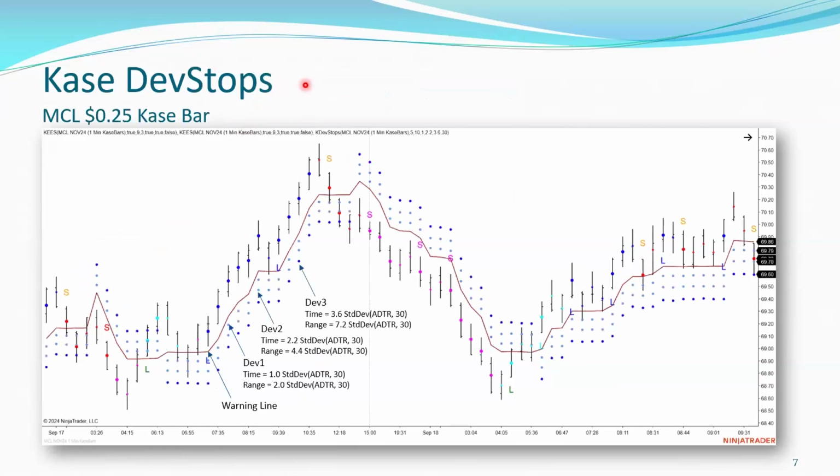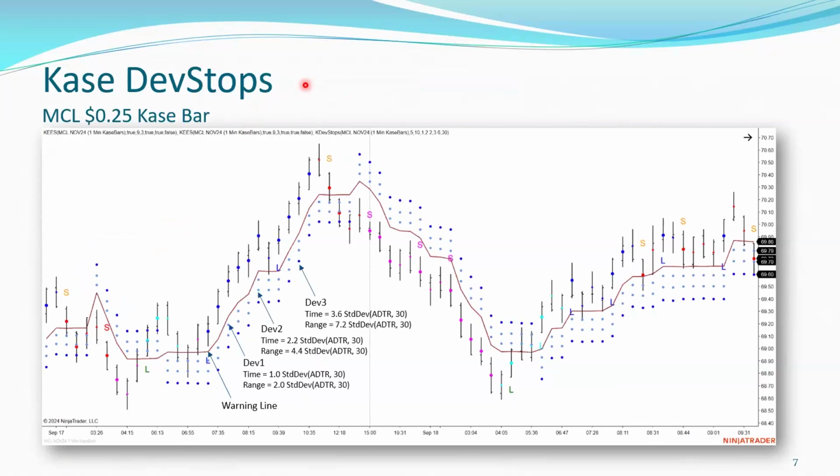So once we've established an entry, it's very important to place a trailing stop. We are big proponents of using a trailing stop to manage risk. So as the market is moving in our favor, that stop is going to trail the move up or trail the move down.